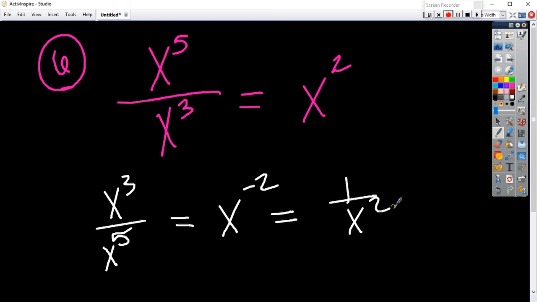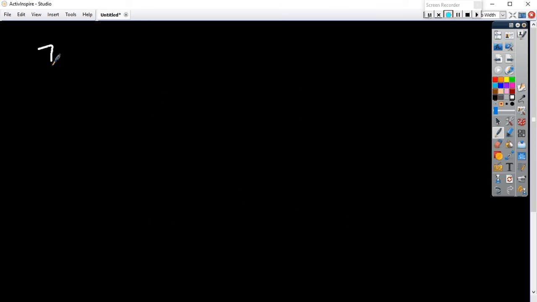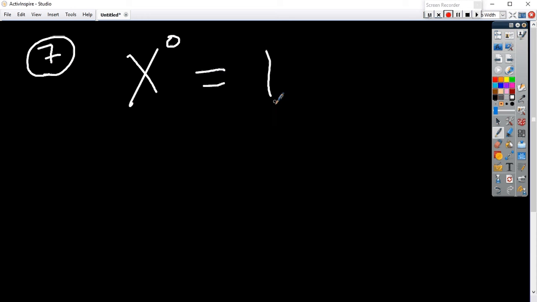Last one, and then we'll do several examples before I talk about scientific notation, is 0 exponent. Anything to the 0 power, anything ever except 0 is what? 1. Always and forever. Okay? We good on those 7 properties? All right, let's see if you can apply them.